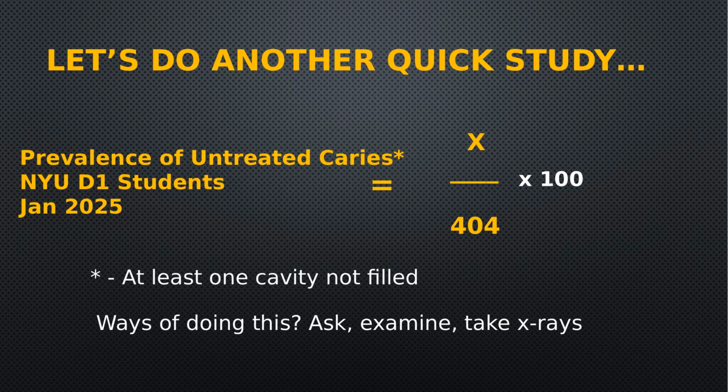Calculate prevalence of untreated caries by taking the number of NYU D1 students with at least one untreated cavity, dividing that by the total examined, 404, and multiplying by 100 to get a percent. Identify cases by asking about dental history, performing a clinical exam, and taking radiographs when indicated. This produces the January 2025 prevalence of untreated caries among first-year students.